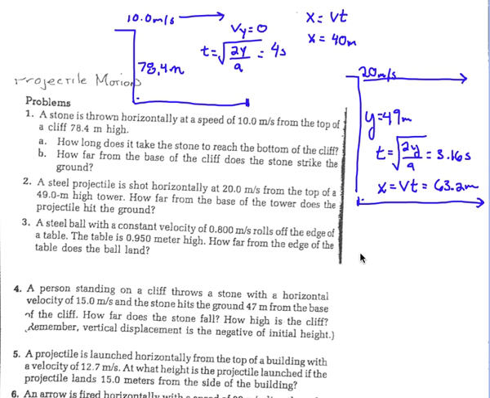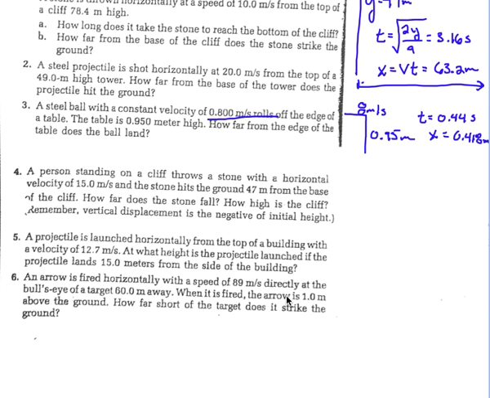All right, number 3, a steel ball with an initial velocity rolls off the edge of a table. So same setup, we have a table that's less than a meter high, and the ball is rolling at 8 meters per second. So our time for the ball to fall to the ground will be 0.44 seconds, and then the distance that ball goes with an initial velocity of 8 meters per second in 0.44 seconds is about a half a meter.